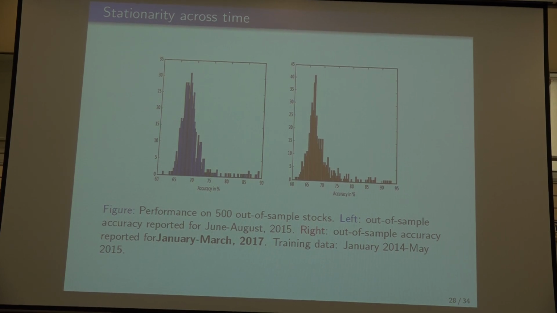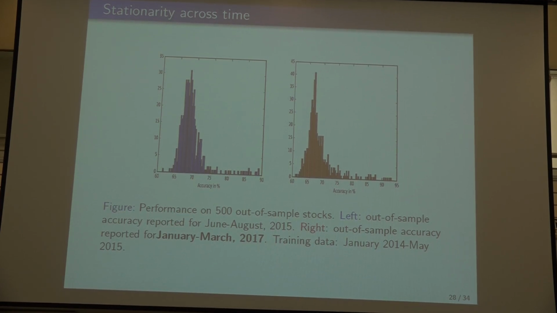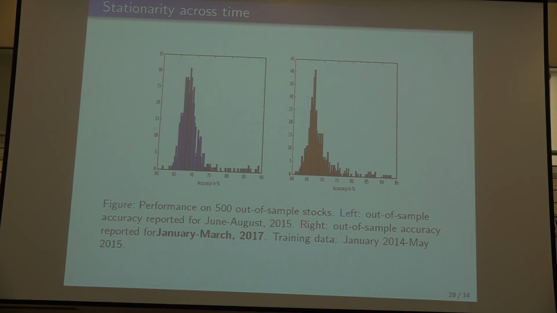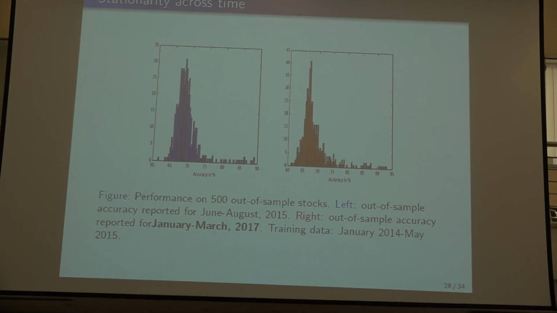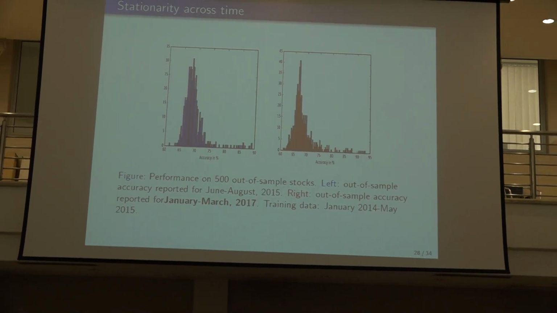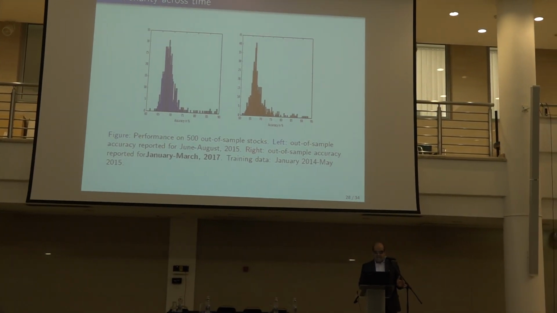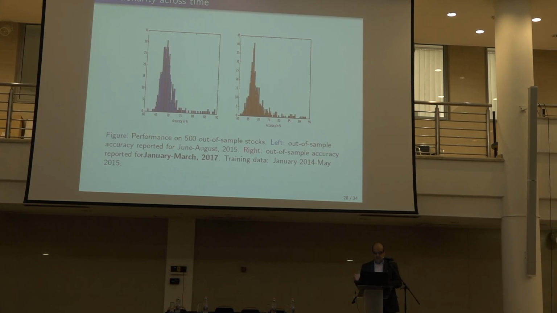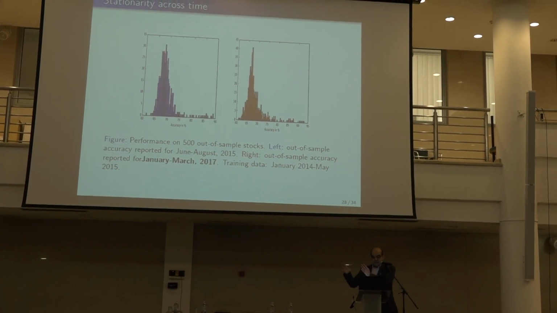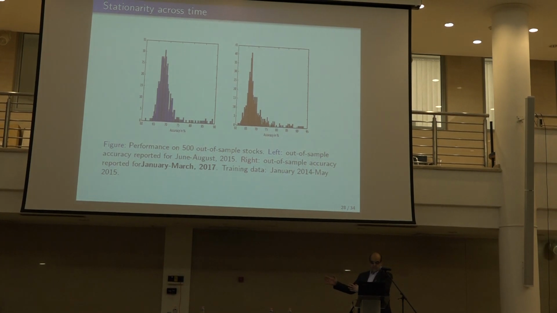And now I'm going to show you some results, which is really what was surprising for me. So here we look at performance on 500 out-of-sample stocks, meaning that we train it on the first 500 stocks, and then we try to forecast the price from order flow on the other 500 stocks.